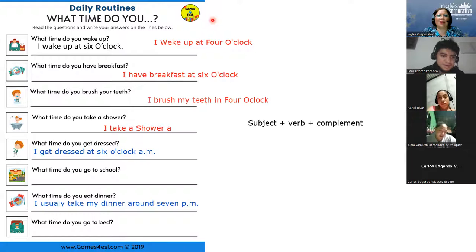Okay, I wake up at 3 o'clock a.m. every day. I have breakfast at 6 o'clock a.m. Brush my teeth at 3:20 a.m. I take a shower at 3:10 a.m. every day. 3:10! Oh my goodness! No way! This is incredible! Oh my God!